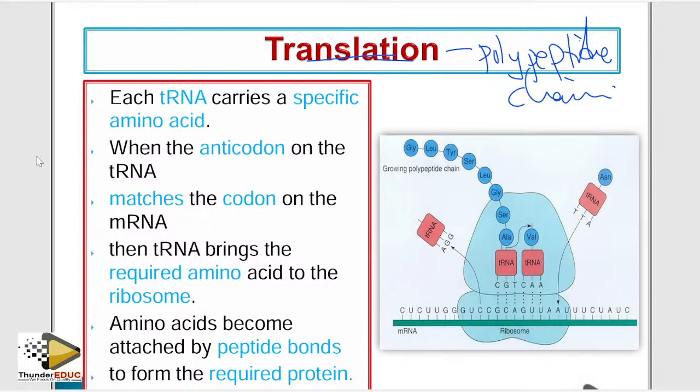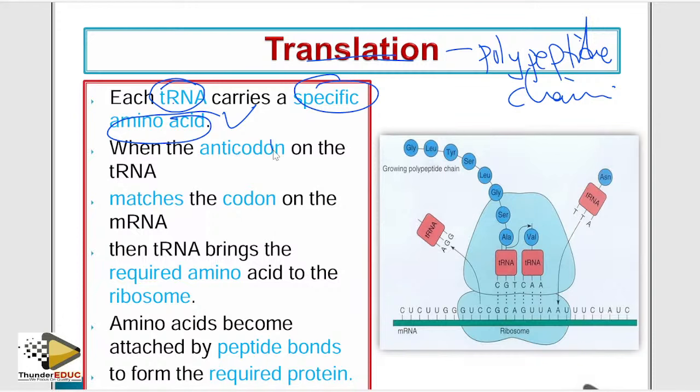So it depends on how you have described it, but the description doesn't matter as long as you talk about what we want from you. That's number one: each tRNA, or each transfer RNA, carries a specific amino acid. Each tRNA carries a specific amino acid. This is a one mark. If you lose one of these, you lost. It's an all or nothing law. You get it wrong or you get it all.